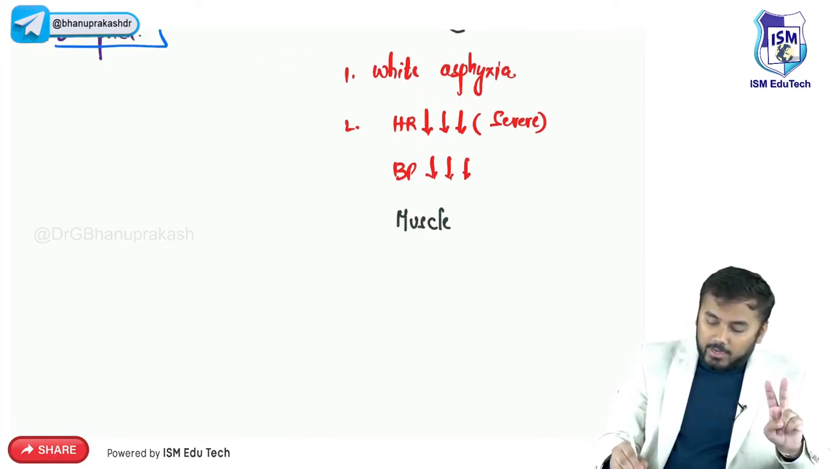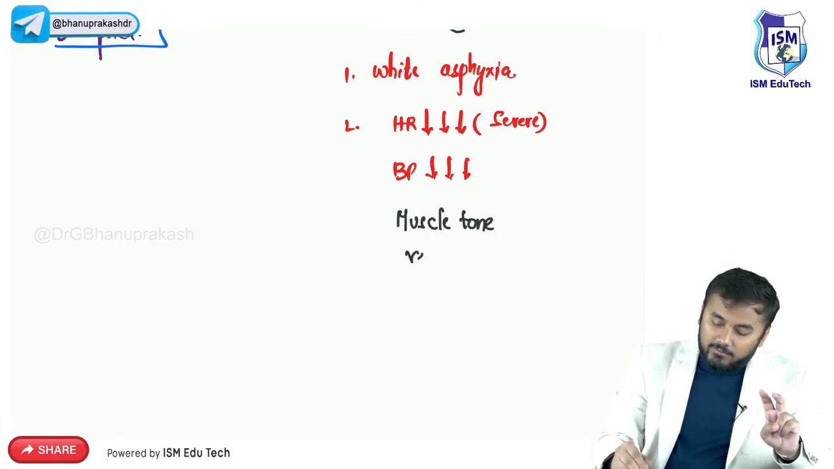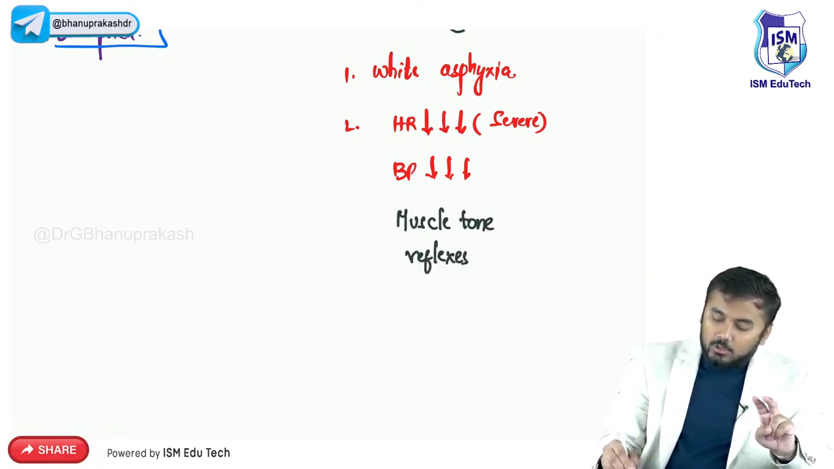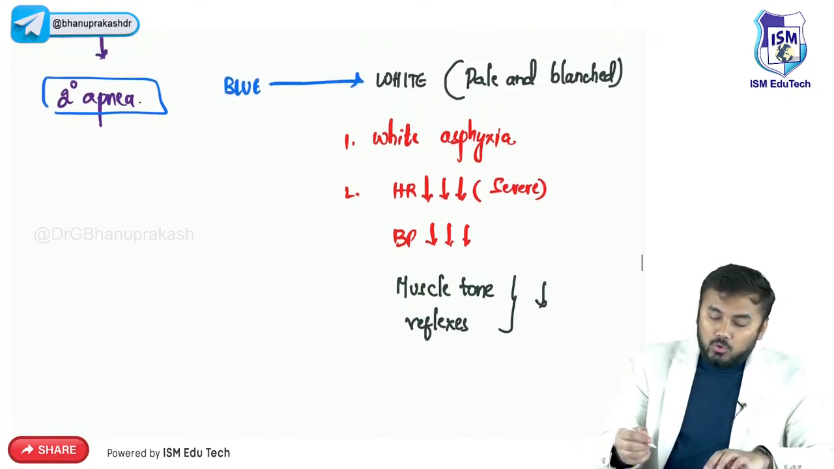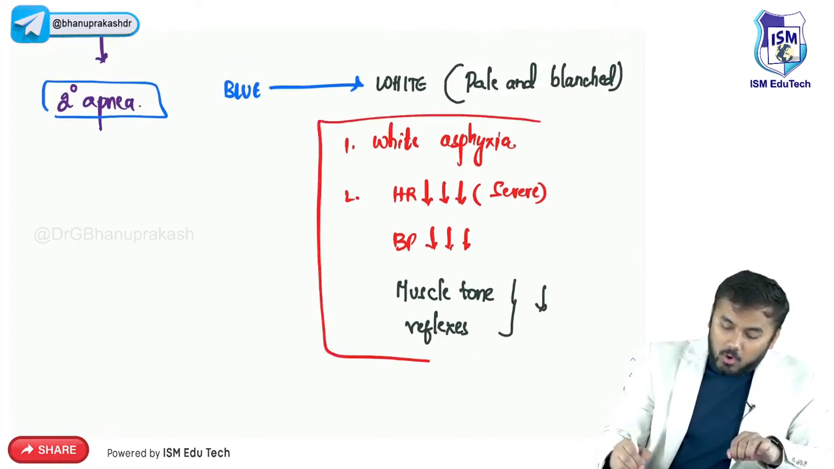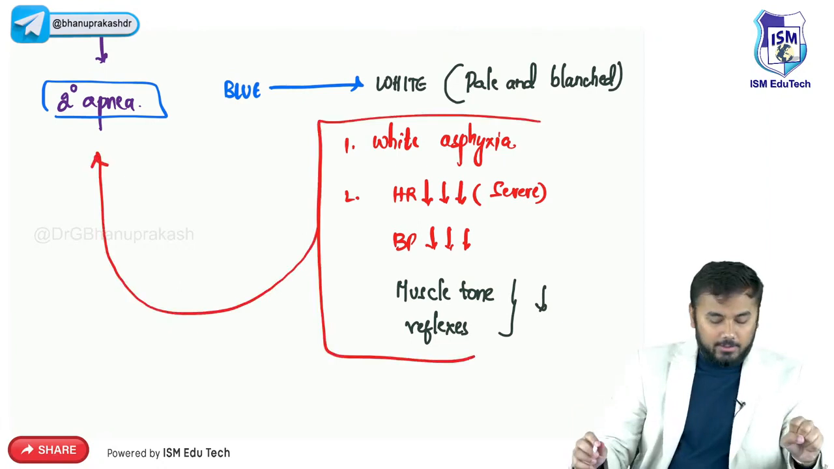The muscle tone. Whenever I tell muscle tone, you should always tell reflexes. Okay, both muscle tone and reflexes will also fall. So whatever symptoms I have discussed just now, all these come under secondary apnea.